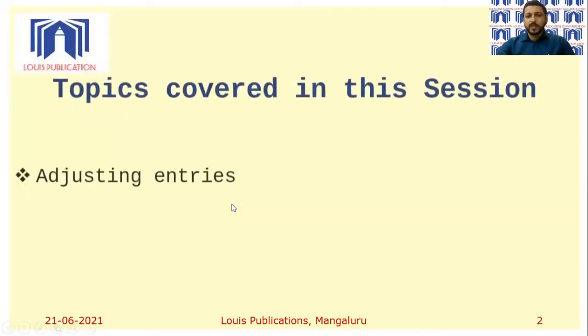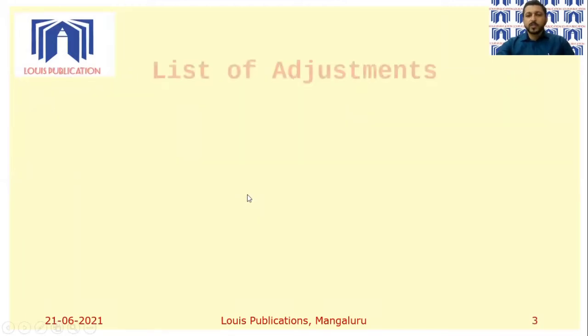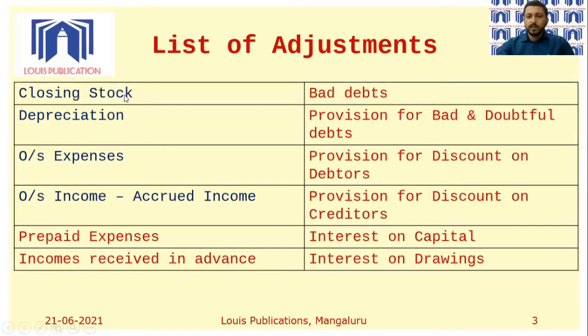So what are the topics that we are going to cover in this session? Basically, adjusting entries. Now, the list of adjustments that we have already covered is all marked in blue, whereas we are going to cover all these adjustments starting from prepaid expenses to interest on drawings in this particular session.